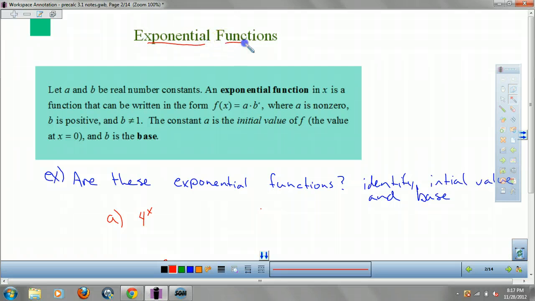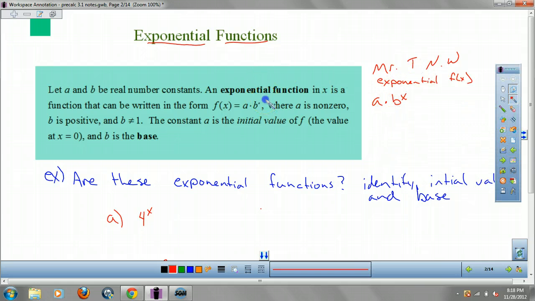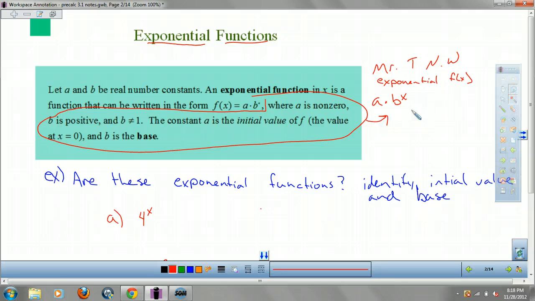Exponential functions, what are they? Here's the Mr. Twilliger noteworthy definition. An exponential function has some a times b to the x, where, let's write it a little bit lazy, a can't be 0. If it's 0, the whole thing can be 0. B is positive, not equal to 1.